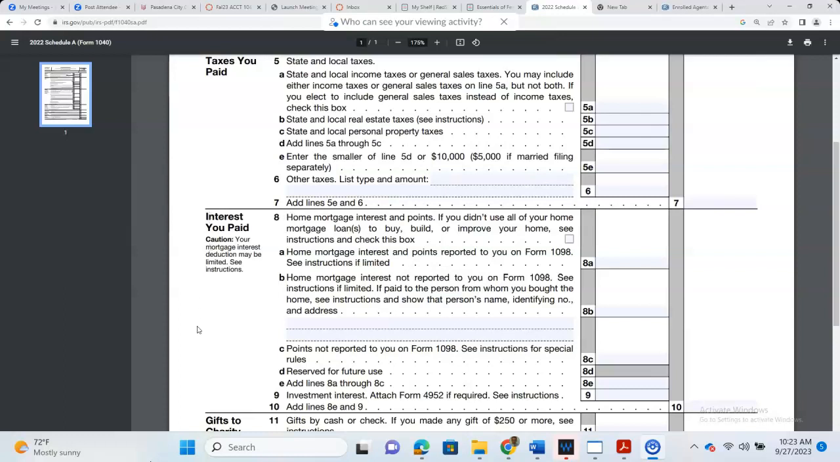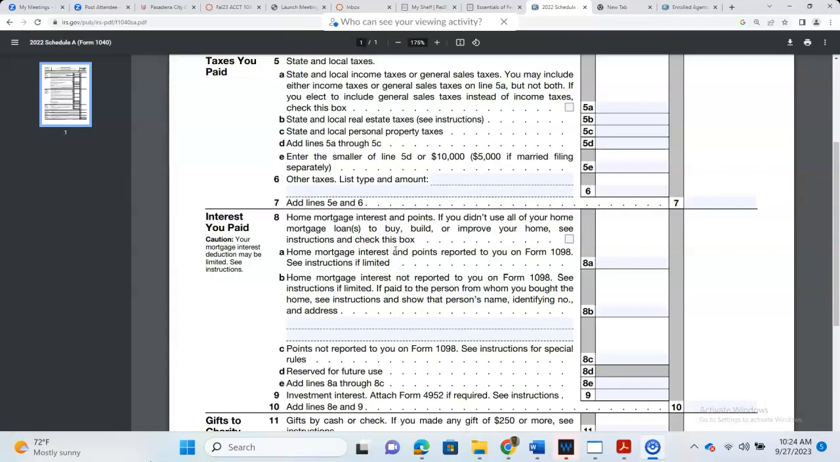In line 8, you see this category is interest you pay. So home mortgage interest or points. If you didn't use all of your home mortgage loans to buy, build, or improve your home, see instructions and check this box. So this home mortgage has a limit. I think it's $750,000 right now. That's the mortgage limit. If you have a very expensive house, so your mortgage is above that, just the portion that is up to 750, I believe, is usable. Any additional mortgage interest that you are paying is not going to be used.